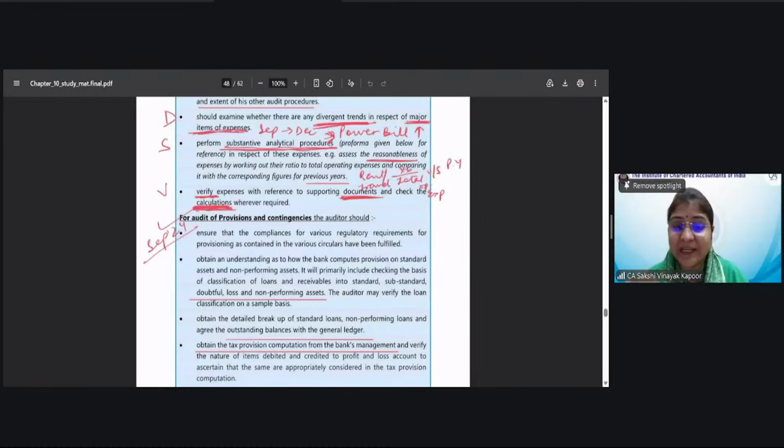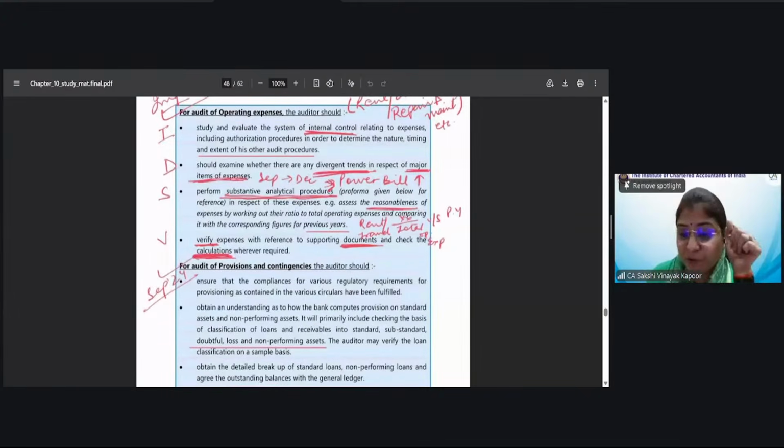For example, it is your rent debited in your PL. So what will you ask for? You will ask for the rent agreement. If it is your electricity bill, you will ask for, show me the invoice, show me the bills paid for electricity. So you are going to verify.